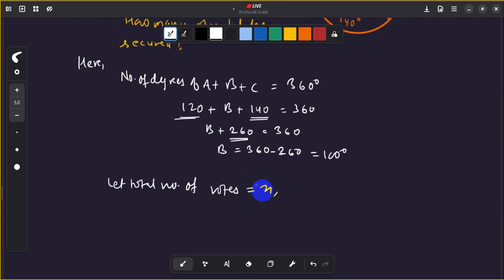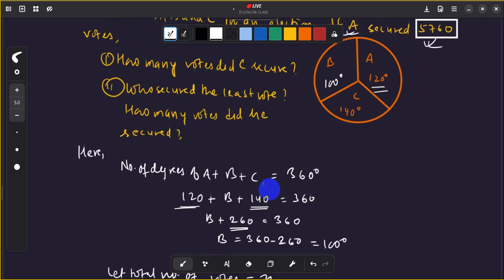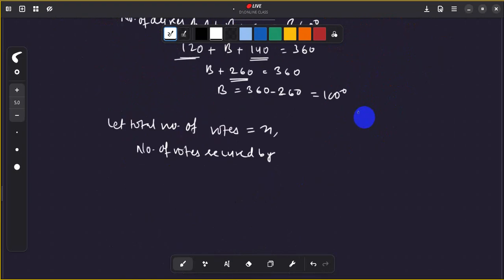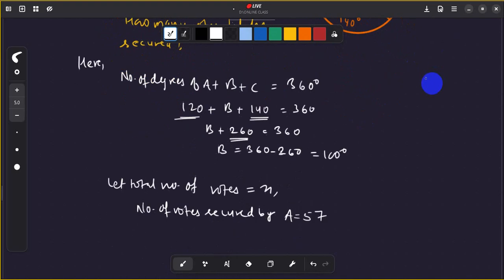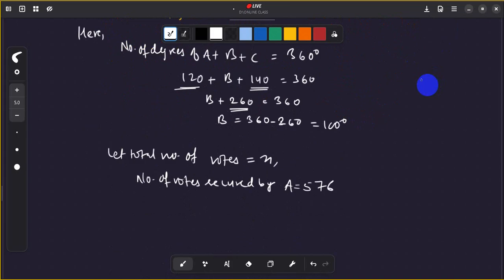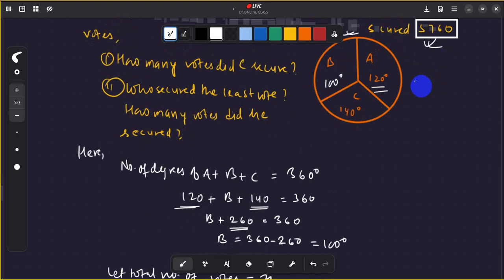Now, what we can do is, the number of boards secured by which candidate? A. A is 5760. Now, in angle it is 120 degrees. Look at this value. This is the boards secured by A, and whenever it is represented in angle, it is 120 degrees. In number, it is 5760.